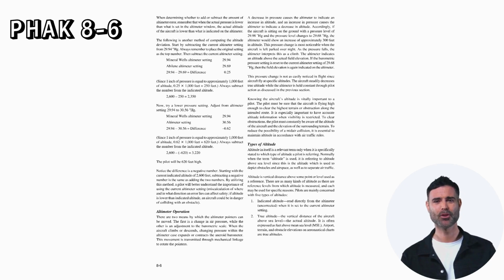Pilots are mainly concerned with 5 types of altitudes. 1. Indicated altitude: read directly from the altimeter, uncorrected, when it is set to the current altimeter setting. 2.